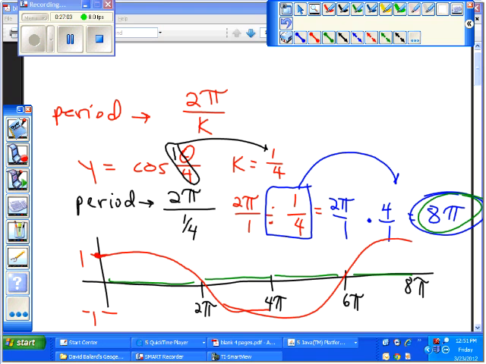Any questions on that? Okay. Everybody good so far? Okay. All right. Number 10. This is kind of neat, isn't it?